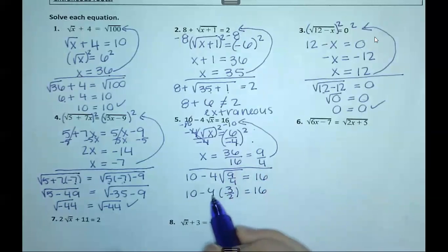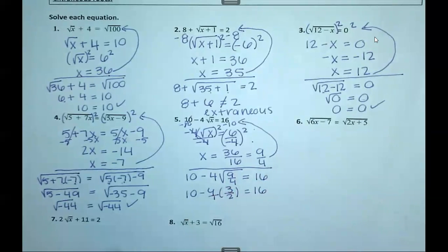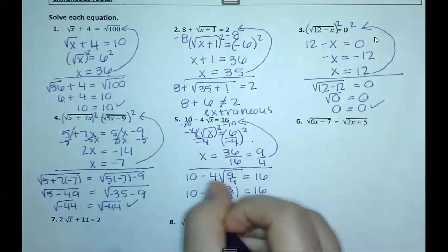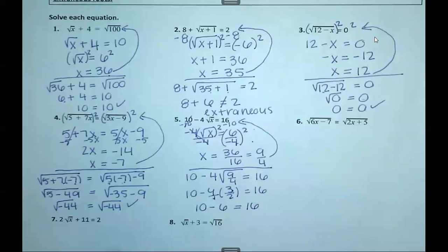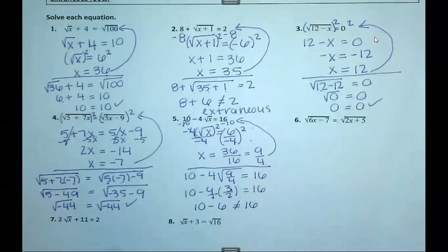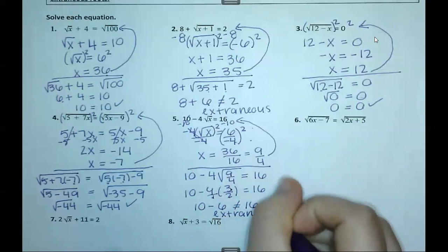So now I have -4 times 3 over 2. Remember, you can put that over 1 and multiply tops and bottoms. So I have -4 times 3, which is -12, over 1 times 2, which is 2. So -12 divided by 2. Well, -12 over 2 will simplify to -6. So I have 10 minus 6 equals 16. This is not true. So this answer is extraneous.